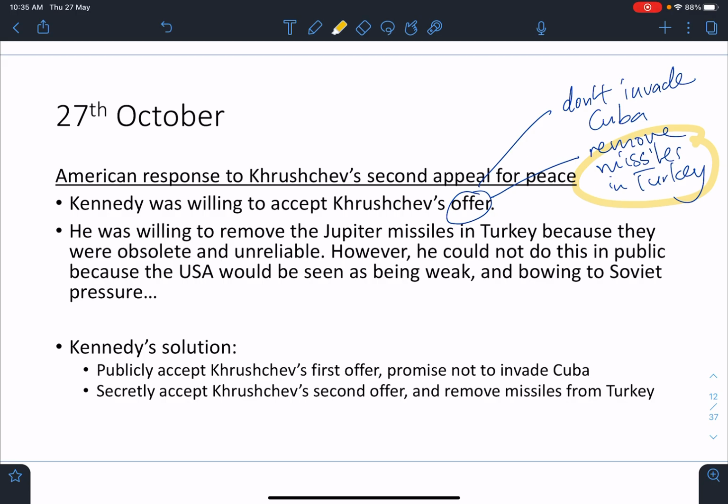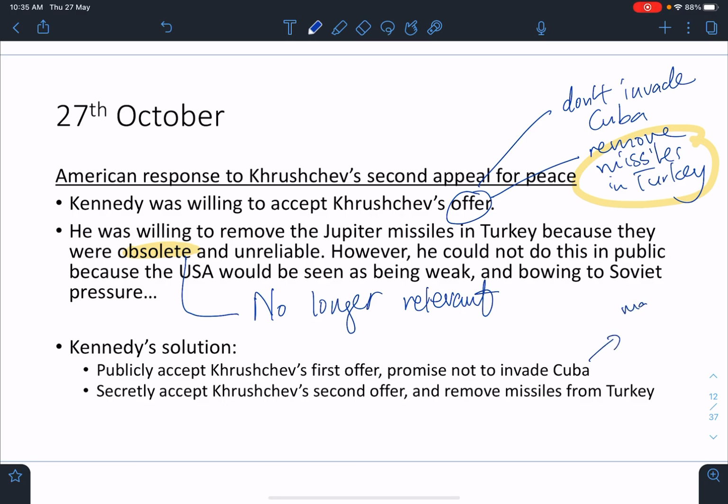But it's fine because firstly, he's doing it in secret, so it doesn't seem like he's giving in. Secondly, those missiles were obsolete. Obsolete means no longer relevant, okay? So they are not as useful to the American nuclear strategy anymore. So it is not a military loss for the USA. So he's basically making use of this. Alright, so that is his solution. He will accept Khrushchev's offer. He will promise not to invade Cuba.